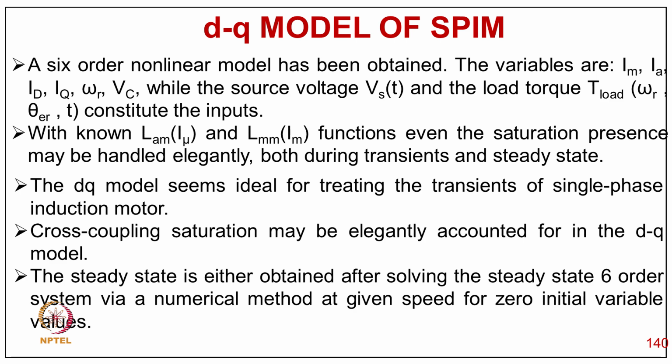Even the saturation current may be handled easily both during transient and steady state conditions, and the DQ model seems to be ideal for treating the transient of the single phase induction motor. Cross coupling saturation may be gently accounted for in the DQ model, and the steady state is either obtained after solving the steady state sixth order equations by a numerical method or at any given speed from zero initial value.